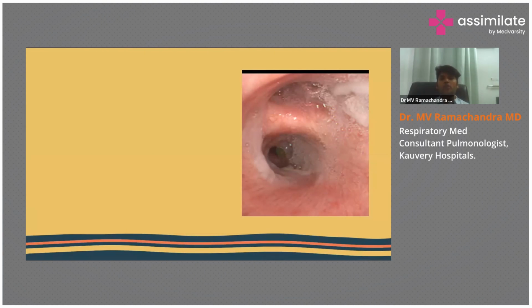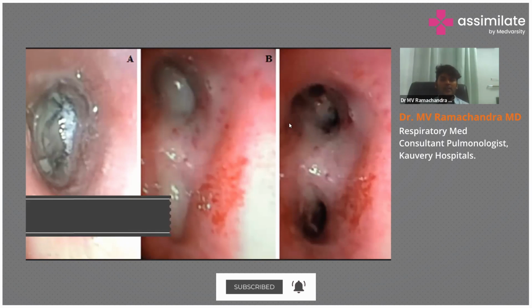So this is the view of bronchoscopy. What we can find here is thick secretions from the bronchial segments. As we can find here, secretions are clear after clearing. You can see the normal bronchoscopy. So secretions are noted here.